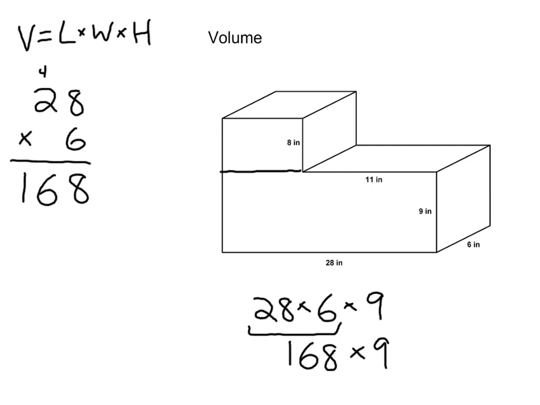We still have one more multiplication in this problem, though. 168 times 9. So 9 times 8 is 72. 9 times 6 is 54. Plus 7 is 61. 9 times 1 is 9. Plus 6 is 15. So this says the volume of just the bottom step is 1,512 cubic inches.